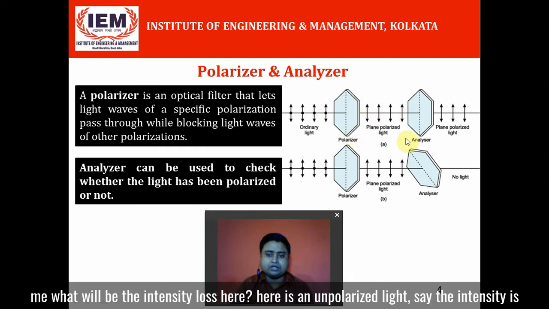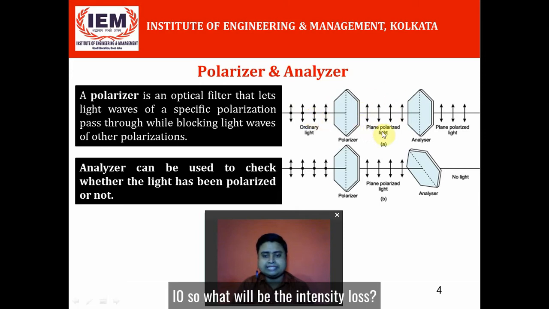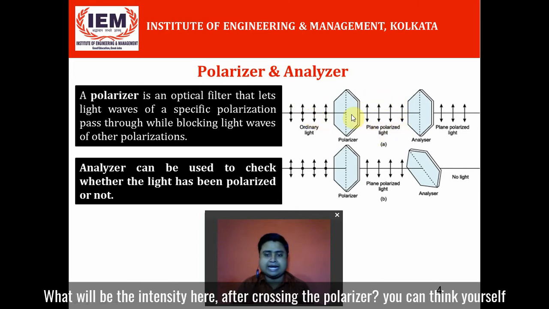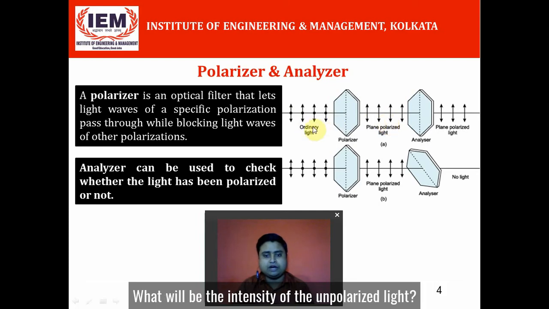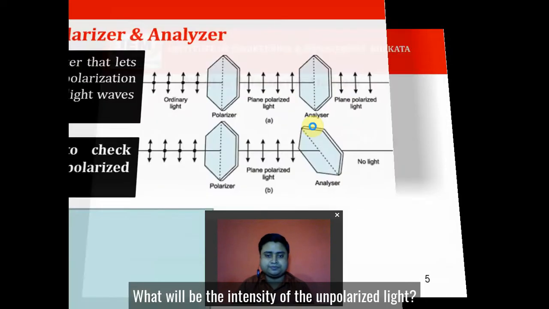Can you tell me what will be the intensity loss here? Here is the unpolarized light. Say the intensity is I0. So what will be the intensity loss? What will be the intensity here after crossing the polarizer? You can think yourself and answer. What will be the intensity after crossing a polarizer? What will be the intensity of the unpolarized light?